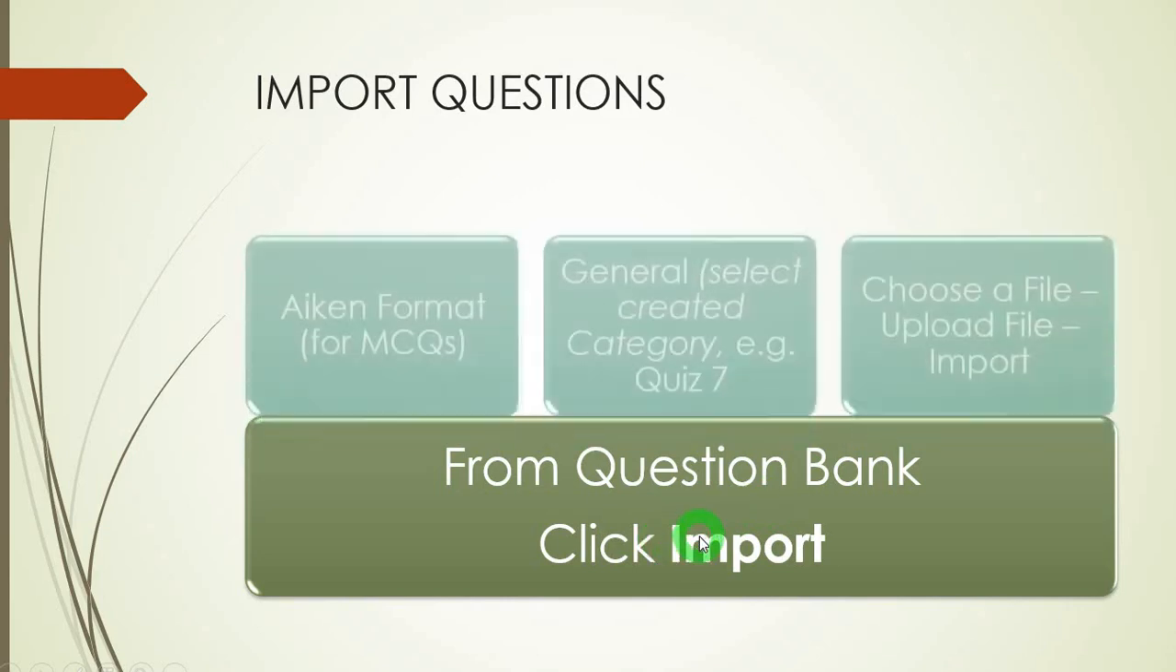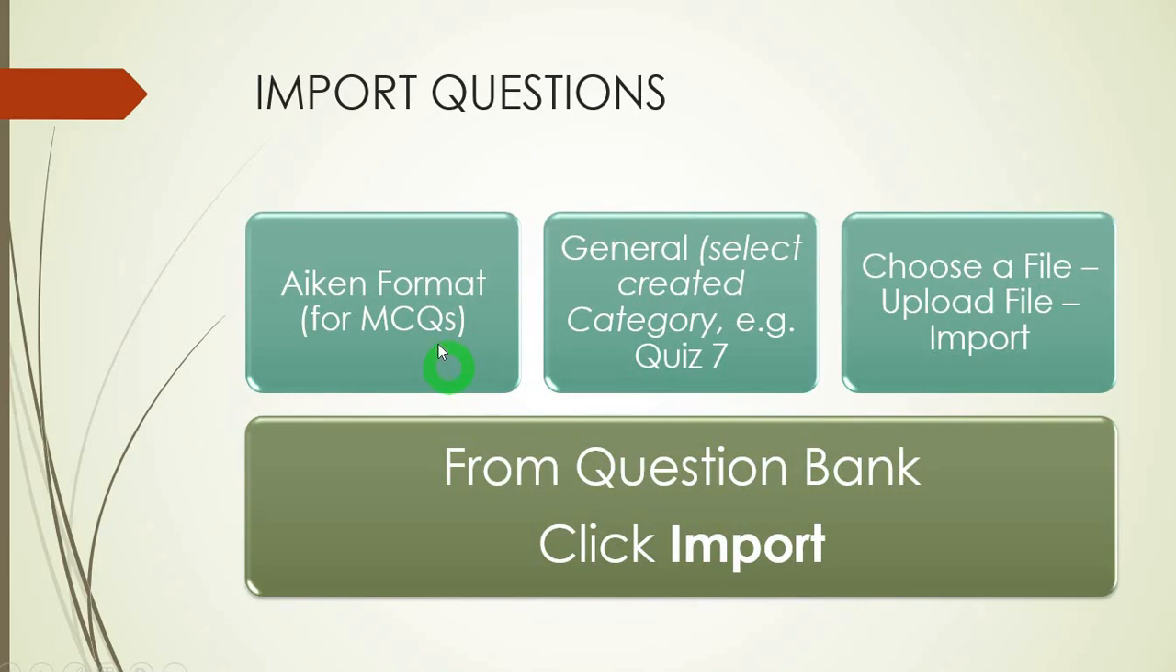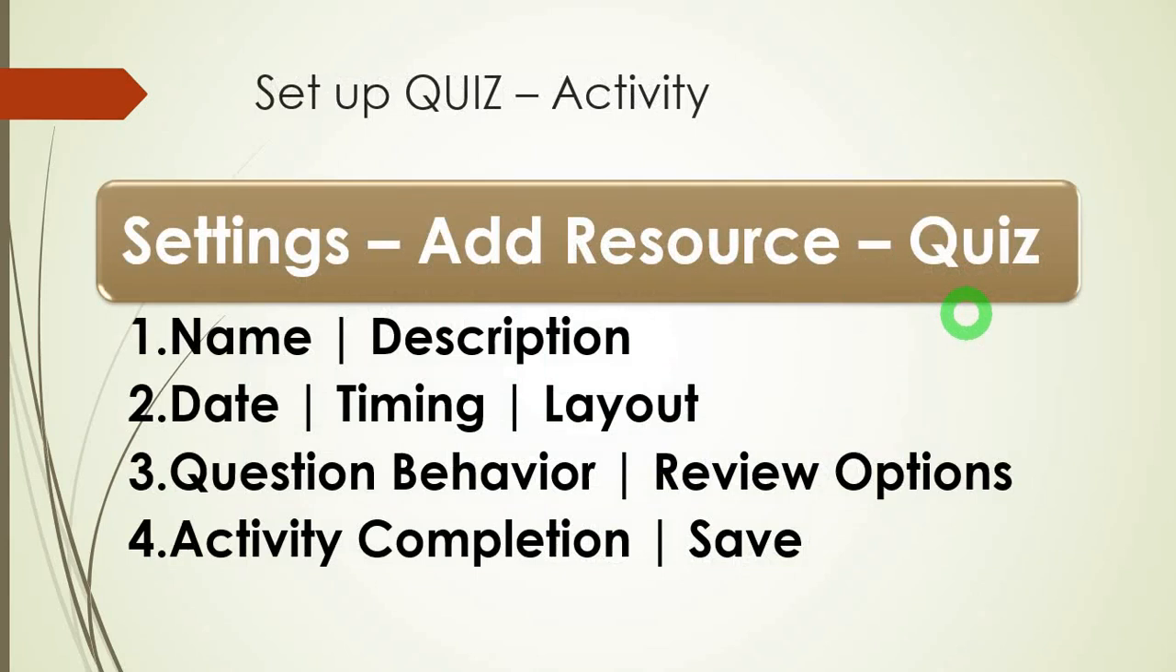Click on import, and then I will identify my MCQs as Aiken format. This is the format which the portal recognizes for it to do the administration. So Aiken format. Next option is general. Under general, you want to select the category you just created. In our case, that would be quiz 7. Thereafter, you choose a file from your desktop or wherever you would have saved it, on a flash drive or wherever that would be. You upload the file and import. Once you do that, then we go ahead.